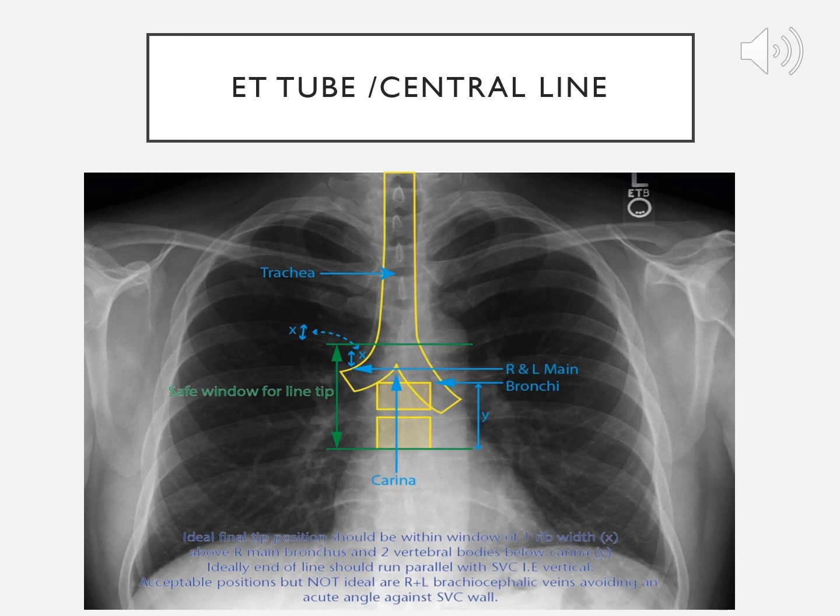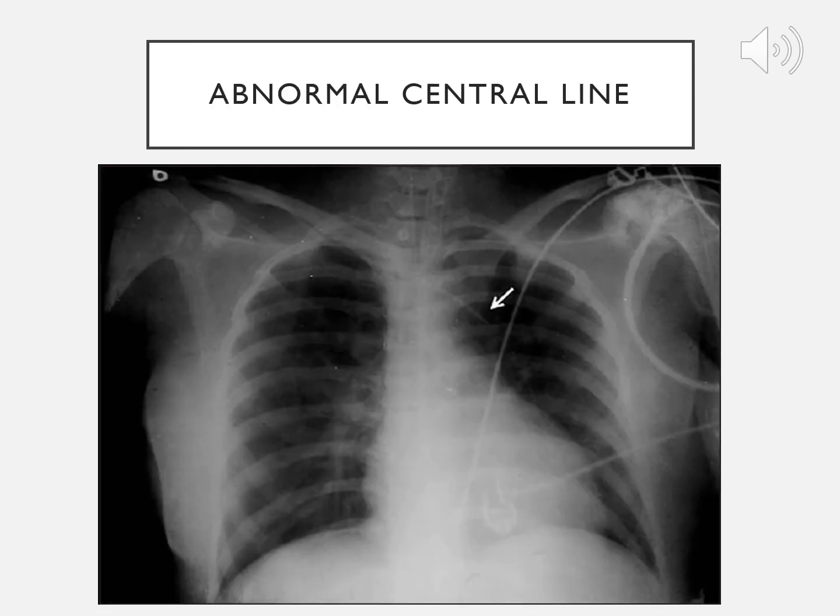So there's your landmarks. Safe window for line tip. On the left is the green writing. That is the superior vena cava, all the way down to the tip of the right atrium. That is where you want to see the distal aspect of a central line. So these next few slides bounce around a little bit, but follow with me.